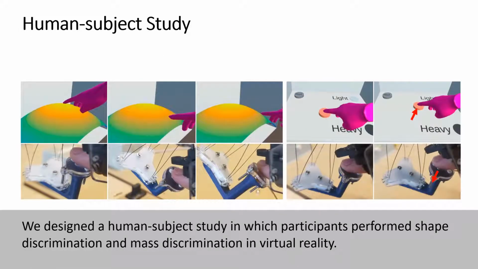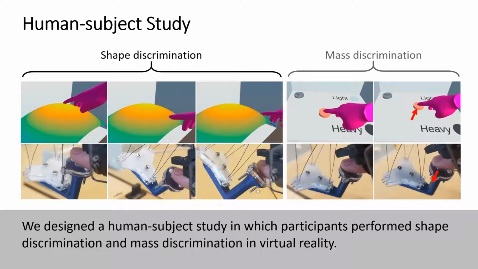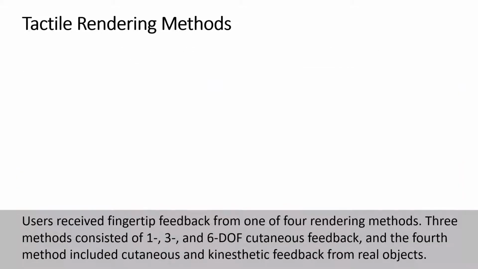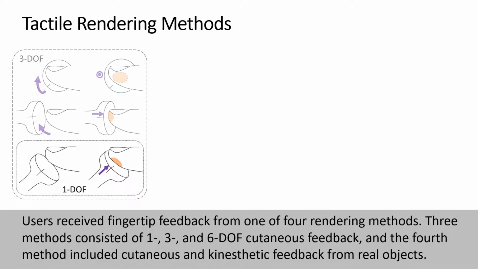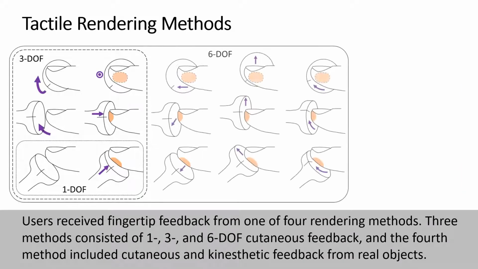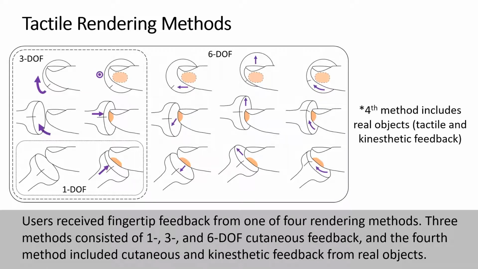We designed a human subject study in which participants performed shape discrimination and mass discrimination in virtual reality. Users received fingertip feedback from one of 4 rendering methods. 3 methods consisted of 1, 3, and 6-DoF cutaneous feedback, and the 4th method included cutaneous and kinesthetic feedback from real objects.